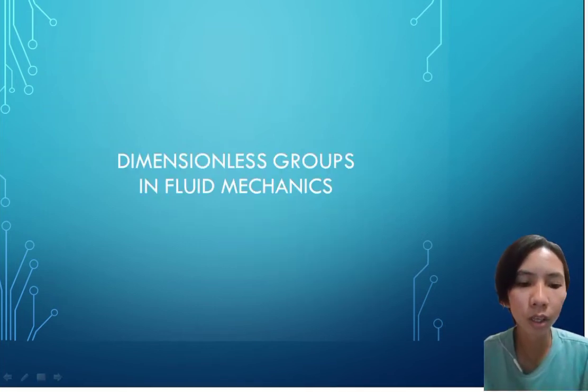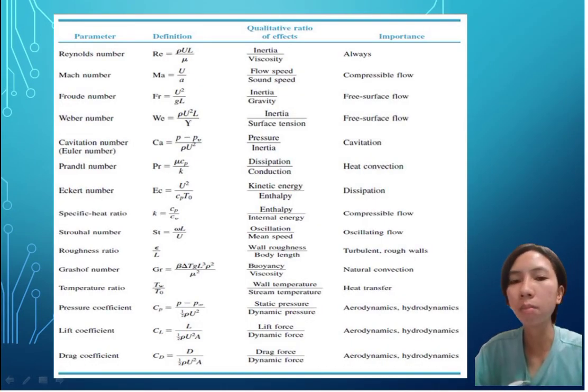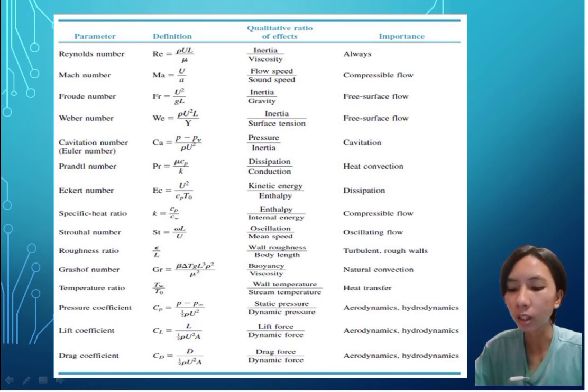Next up is the dimensionless groups in fluid mechanics. Now in this table, we will see the dimensionless groups in fluid mechanics. We have the parameters: Reynolds number, Mach number, Froude number, Weber number, gravitational number, Prandtl number, Eckert number, specific heat ratio, Strouhal numbers, roughness ratio, Grashof numbers, temperature ratio, pressure coefficient, lift coefficient, and drag coefficient.